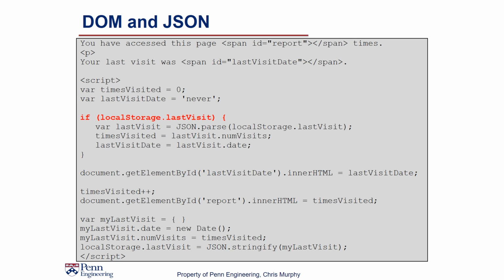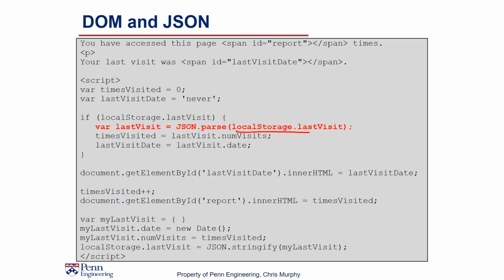Now I'll look in local storage to see if it has a property called lastVisit. But unlike the previous example, lastVisit will not be a simple number, but in this case it will be an object. But as in the previous example, if local storage does not have a lastVisit property, this will return undefined, which is falsy, and it'll just skip this part of the code. If it is defined, then we'll go into this part of the code.